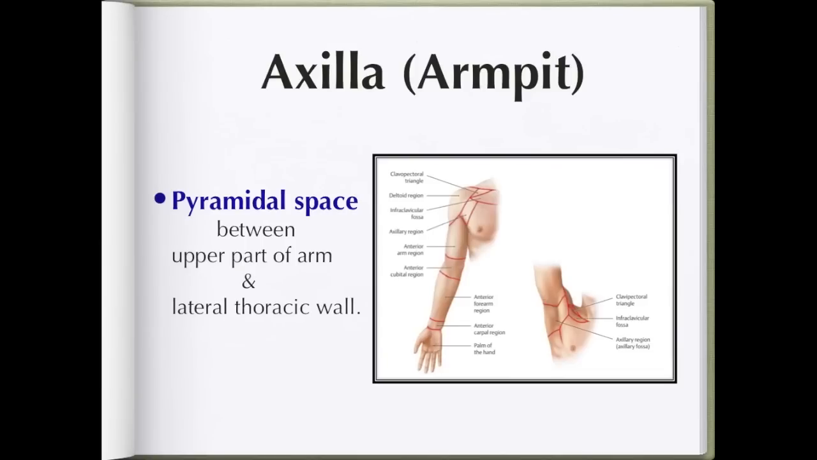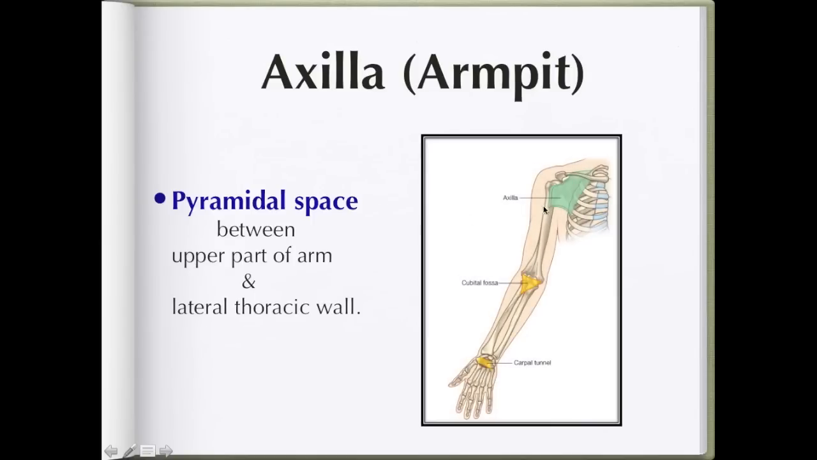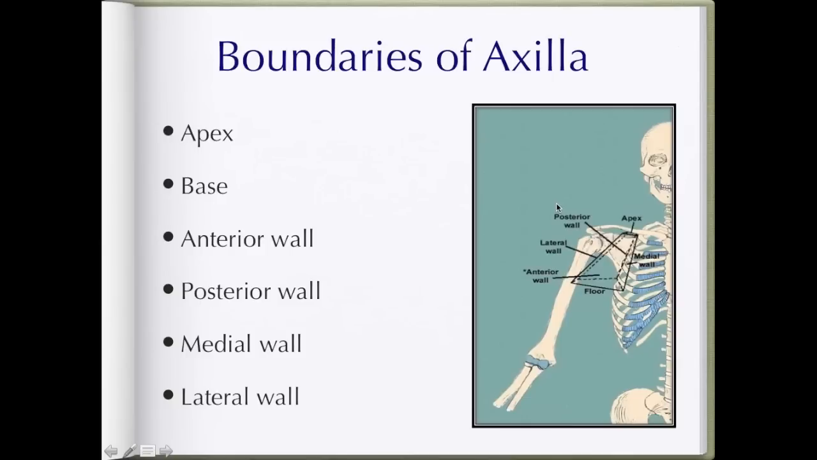Axilla or armpit is a pyramidal space situated between the upper part of the arm and the lateral thoracic wall. So this area is a pyramidal shaped space. As you can see, it is a four-sided pyramid. So it has an apex, a base, an anterior wall, a posterior wall, a medial wall, and a narrow strip-like lateral wall. Let us see all the boundaries in detail.